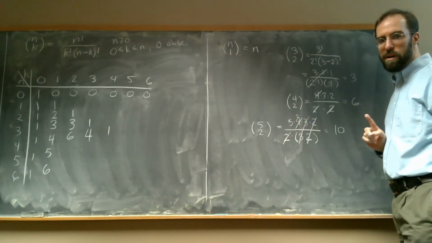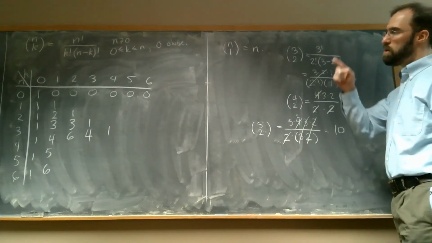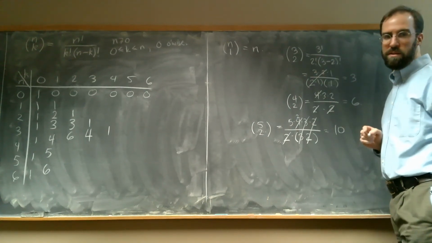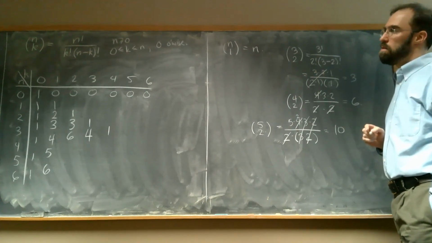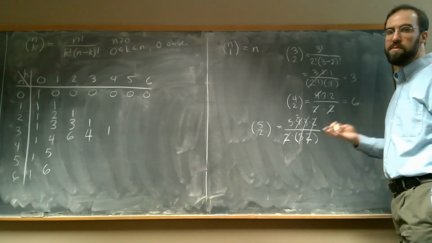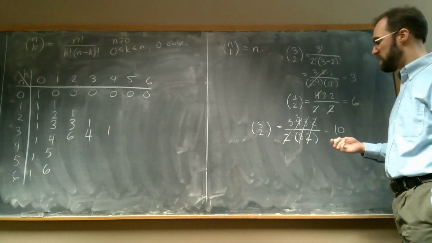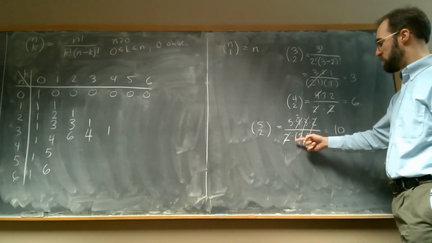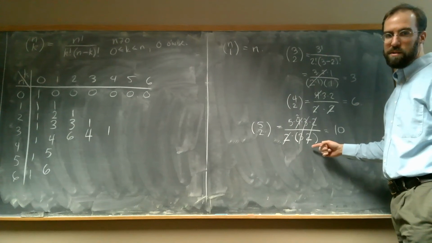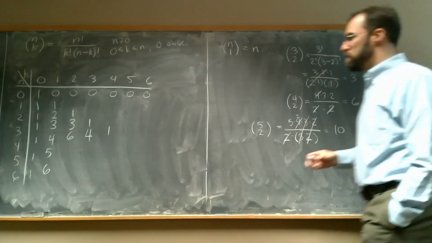Why do we know that? Well, remember, we got this formula by counting things. This formula gives us the number of ways to do something, and so it's always going to be an integer. It has to be, because we're counting. And so we're never going to get a fraction where there's something in the bottom that doesn't cancel. So that's 10.